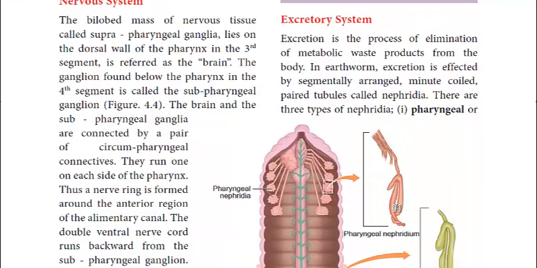Now we will move on to the excretory system. Excretion is the process of elimination of metabolic waste products from the body. In earthworm, excretion is effected by segmentally arranged minute coiled paired tubes called nephridia.